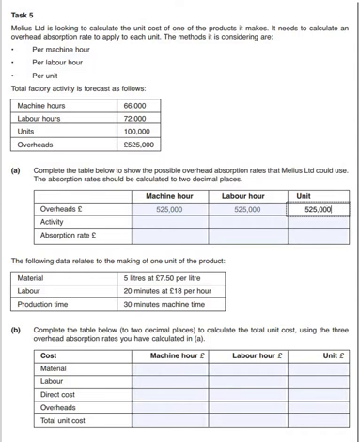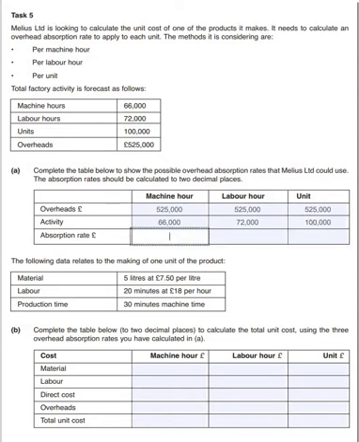Now we just take our activities from above. So our first activity we're looking at in the first column is machine hours. So in this case it's 66,000 machine hours we're expecting to use. We're expecting to use 72,000 labour hours, and units we're expecting to produce 100,000. I'll put a comma in there just to make it look a bit easier.